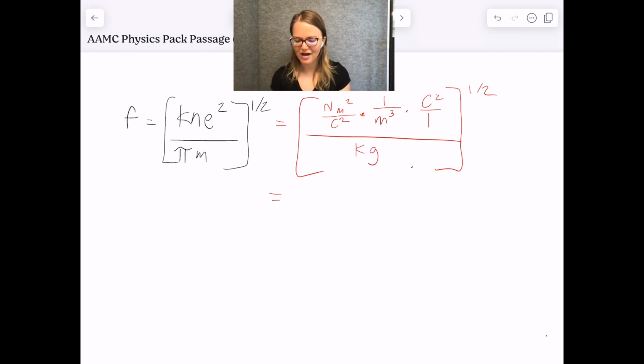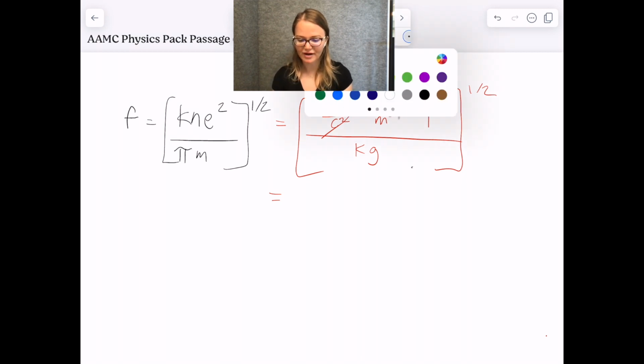Okay, now let's simplify and combine things. Well, what's the first thing you notice? Our coulombs squared here are going to cancel out, so that's nice. We have meters squared in the numerator here, but meters to the 3rd in the denominator. So all of our meters in the numerator are going to go away, but we're going to keep only 1 meter in the denominator.